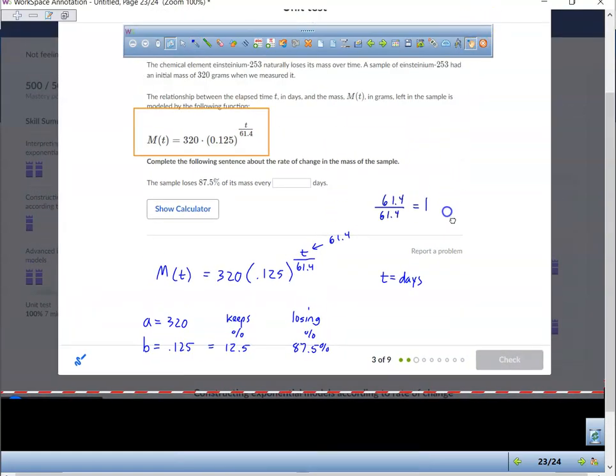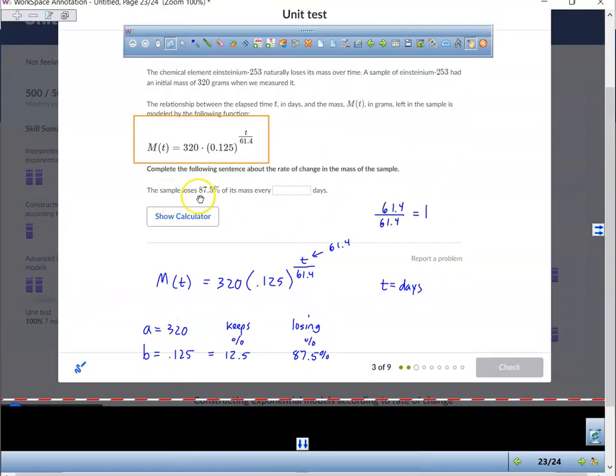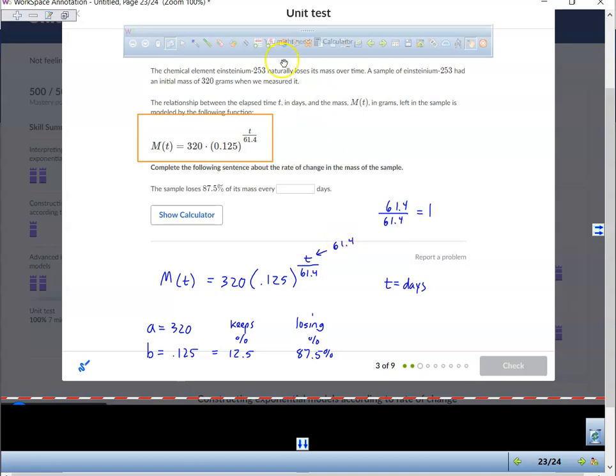So right here, look what it says. It says it's losing. This is where students get confused. They're like, how did it get loses 87.5%? Because it's keeping 12.5%. But it's not every day. How many days does it take? 61.4. That's why the answer is going to be 61.4.